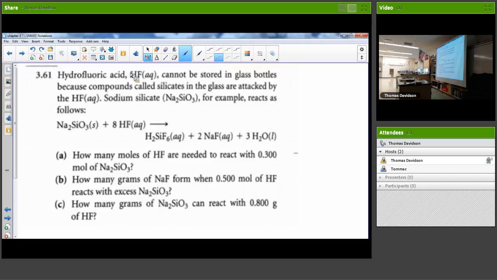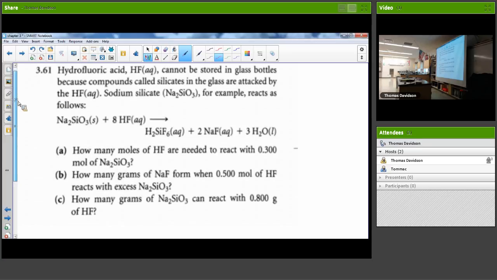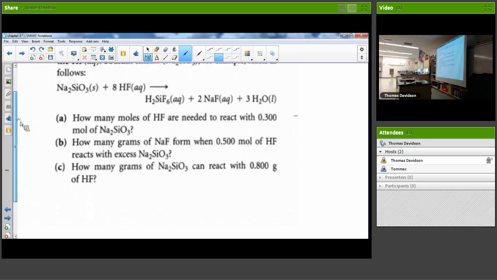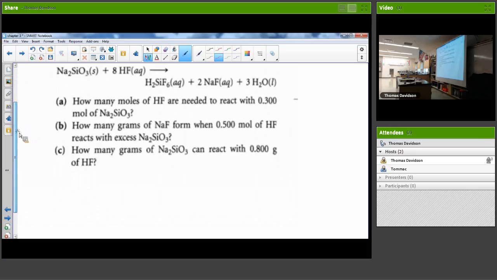Hydrofluoric acid cannot be stored in glass bottles because compounds called silicates in the glass are attacked by HF. Sodium silicate, for example, reacts as follows. So this is a really complicated reaction. You don't need that paragraph at the top to do this. You just need these things. For every 1 mole of sodium silicate, you react with 8 moles of hydrofluoric acid. That makes this complex ion.